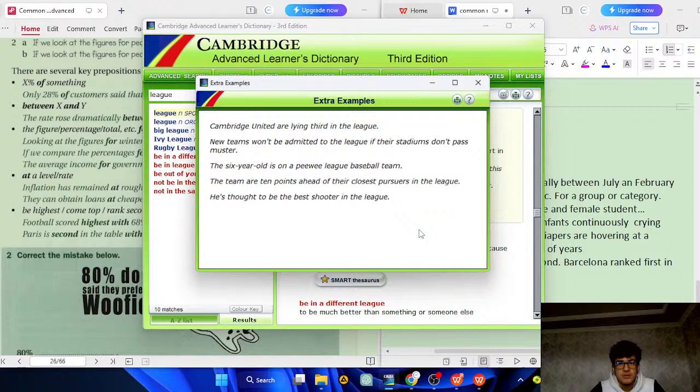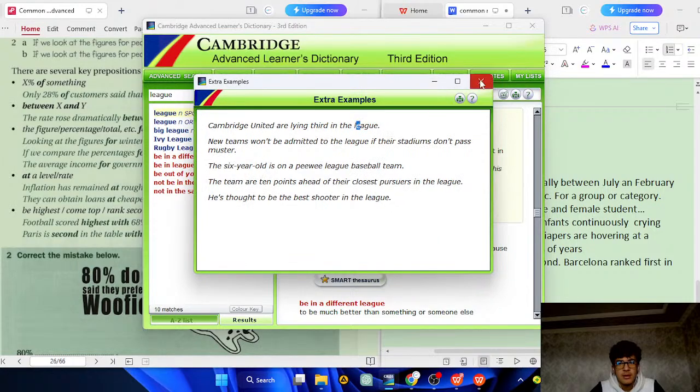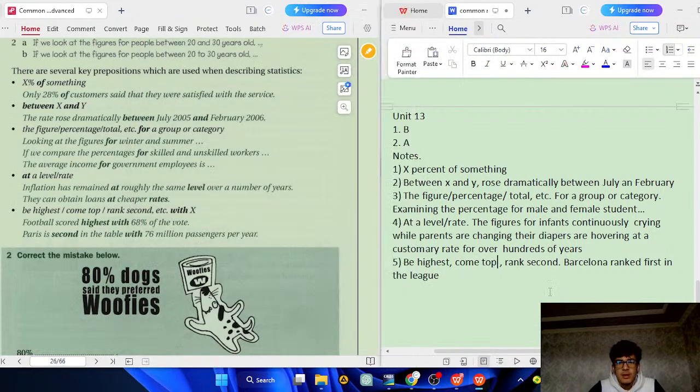Three examples in the league. Ranked first in the league with almost 80 points. It was actually 75.9, so I said almost 80 points.